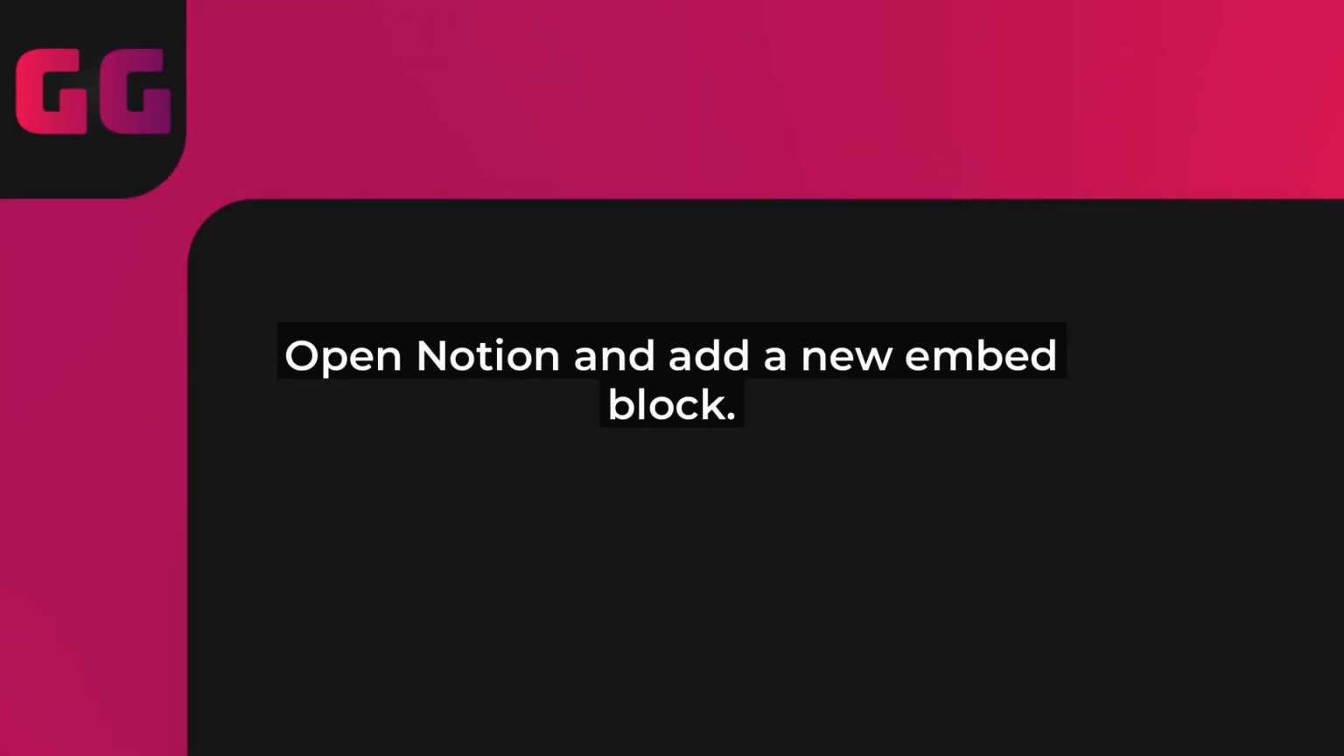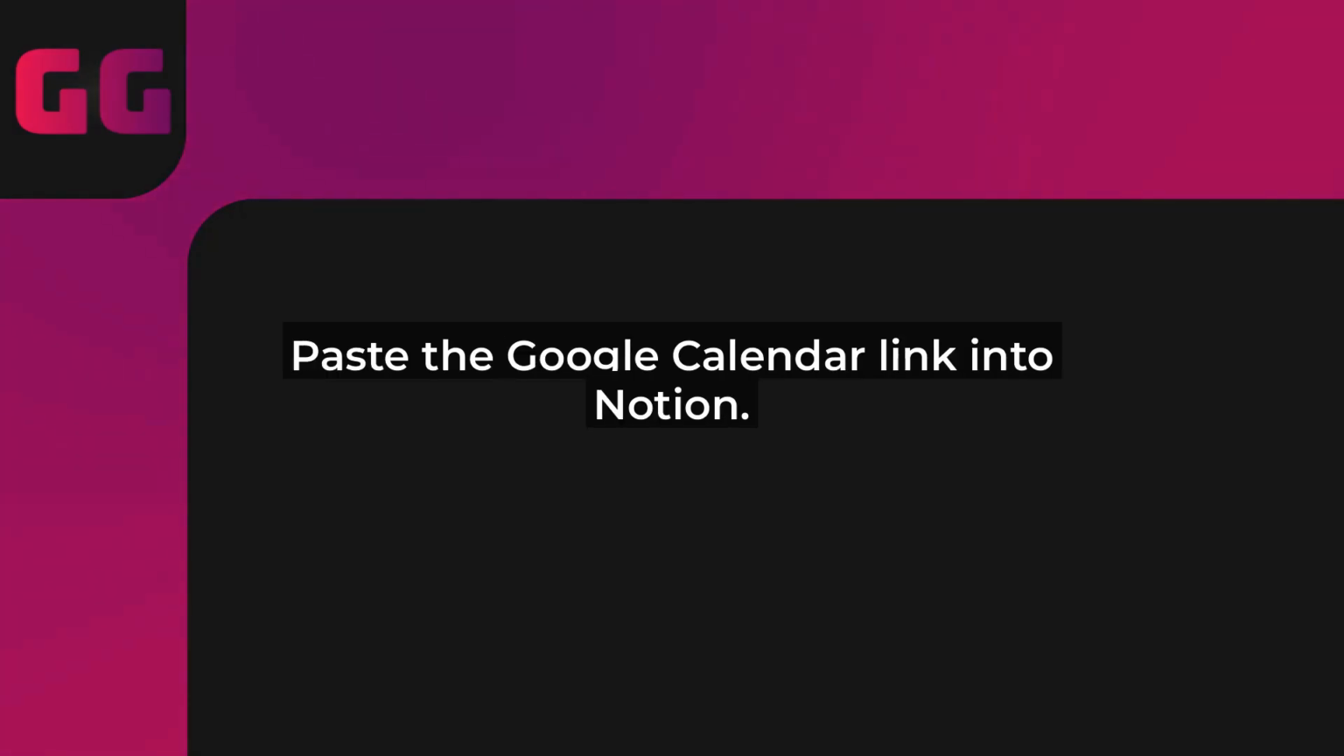Next, open your Notion app or website and create a new page or edit an existing one. Look for the plus button to add a new block and select Embed from the options. Paste the link you copied from Google Calendar into the Embed field. Notion will automatically detect it and display your calendar.